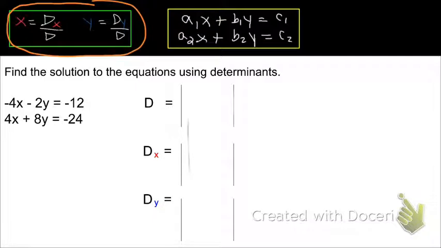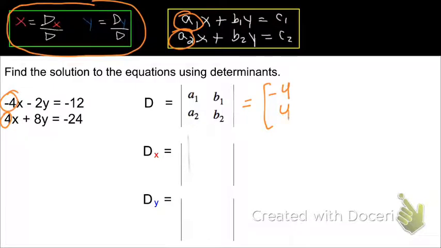So to come up with those matrices, D is just this. So if you look here, A1 is what is in front of the x, A2 is what's in front of the x in your other equation. So this would be -4 and 4, and then B1 would be -2, and B2 is 8. So that is our first matrix.